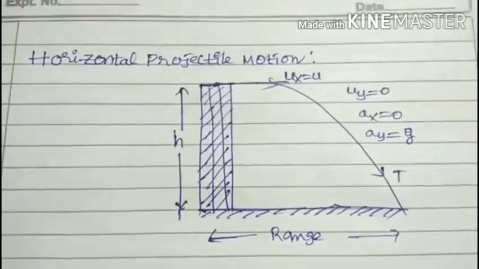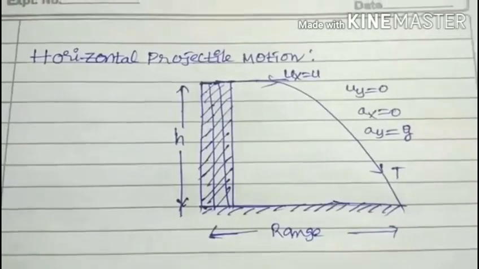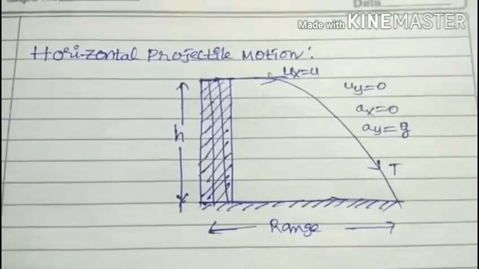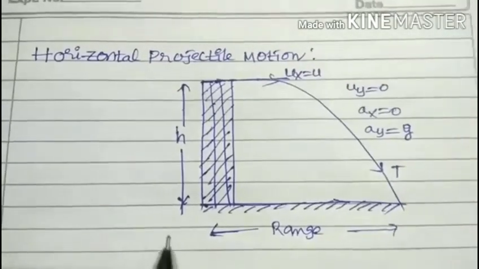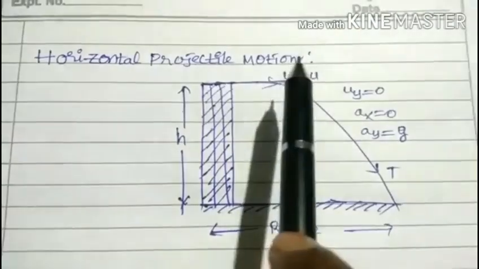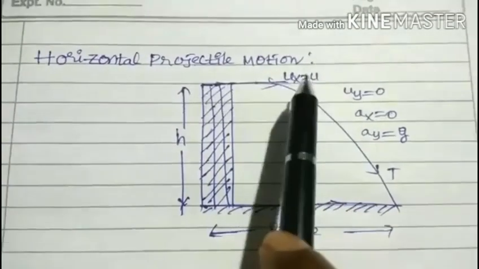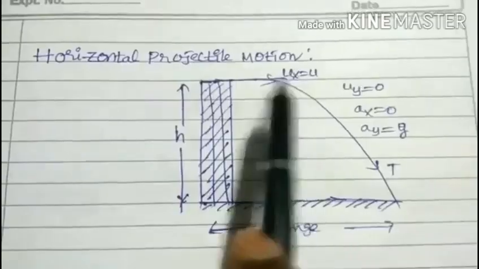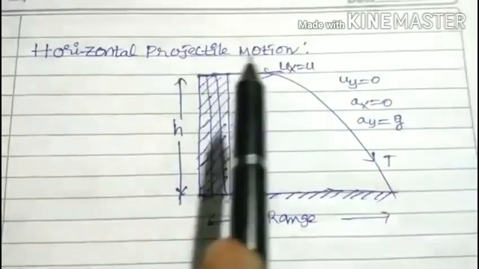The difference between projectile motion and horizontal projectile motion is that here the body is already at a certain height, and then it is thrown. That is the main difference between projectile motion and horizontal projectile motion.